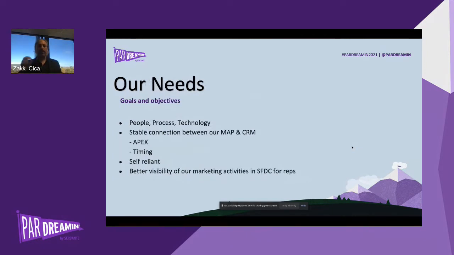Our goals and objectives were very, very clear. This company truly believes in its people, process, and technology. So do we have the people to work that marketing automation platform? Is the process right? Is this technology going to work right for us and with our other systems?